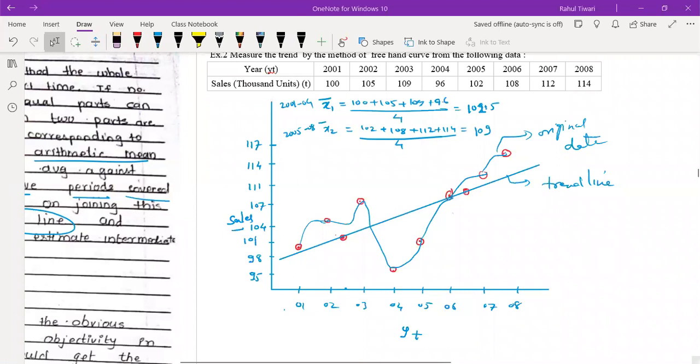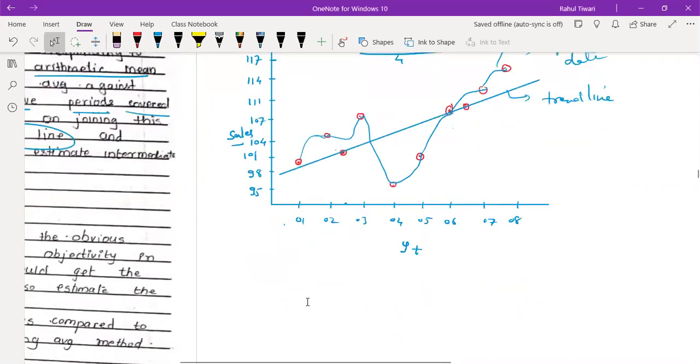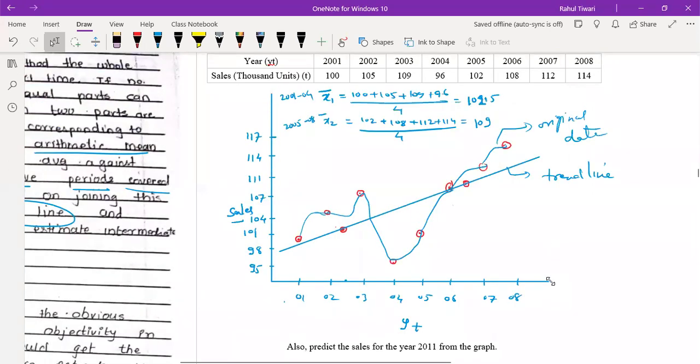And if I ask you, can you predict the sales for 2011? Can you predict for 2011 what could be sales for 2011? Anyone try to predict it. So kya karna padega? You extend this line and draw somewhere here, 2009, 10, 11. And see, you also extend this point line.